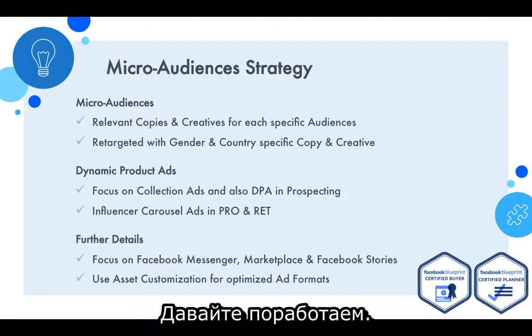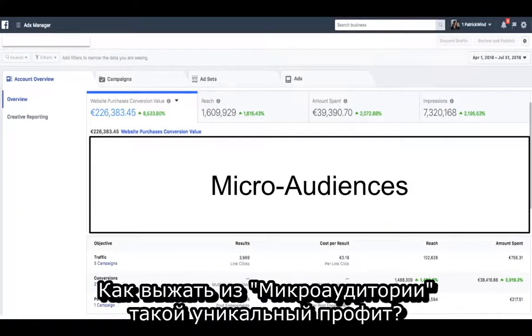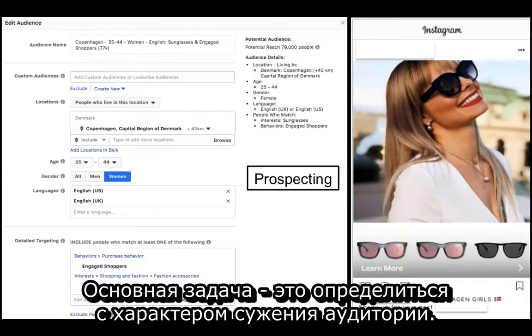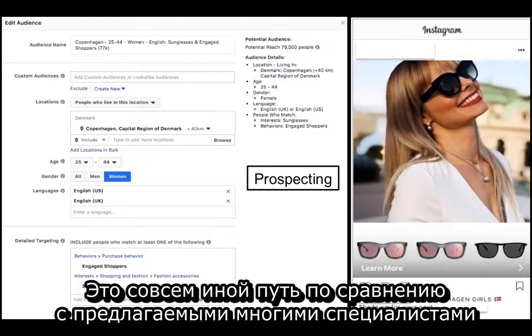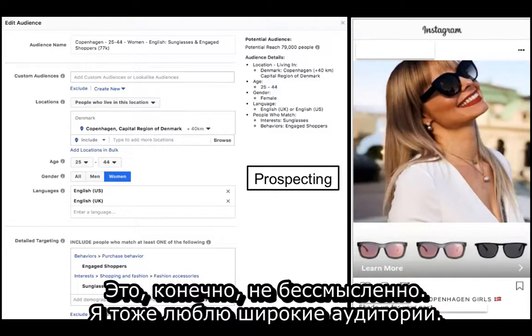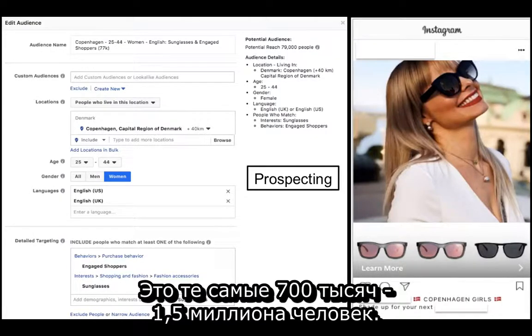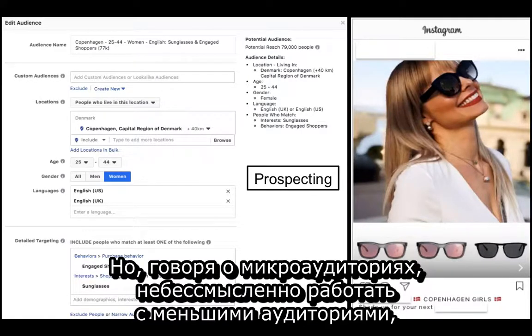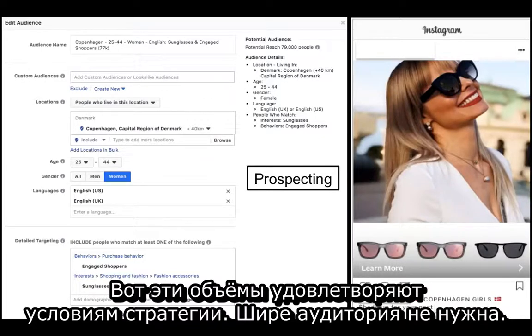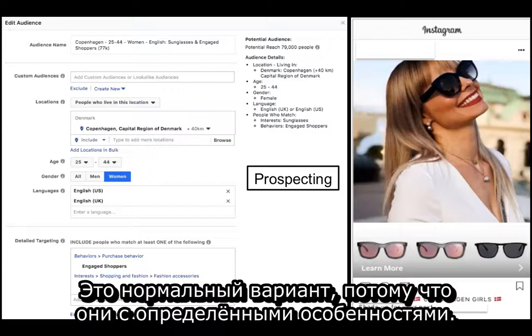So let's get started. What is the idea behind micro audiences, and how can micro audiences really get these great results? Well, what you basically do is you define a narrow audience. So this goes not aligned with what many experts say, that you have to work with broad audiences, which makes a lot of sense. I also like to work with broad audiences, so between 800,000 and 1.5 million people. But when it comes to the micro audiences, it makes a lot of sense to have smaller audiences, something like 50,000 to 200,000, sometimes even to 500,000. So something in between that. So they don't have to be as broad as the normal ones, because they're much more specific.